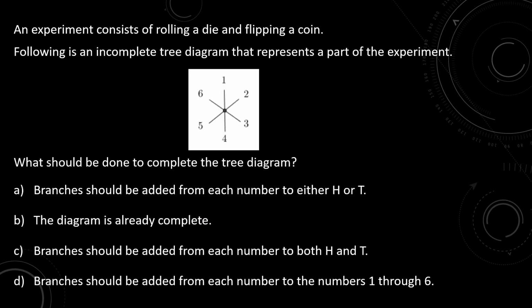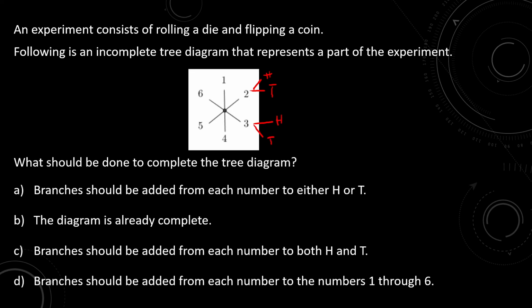Our next question says an experiment consists of rolling a dice and flipping a coin. The following is an incomplete tree diagram that represents part of the experiment. What should be done to complete the tree diagram? So this first part represents rolling a dice, right? Those 1 through 6 are my different options when I roll my dice. Say I were to roll a 2. When I flip my coin, I could either land on heads or tails. If I were to roll a 3, I could either land on heads or tails.